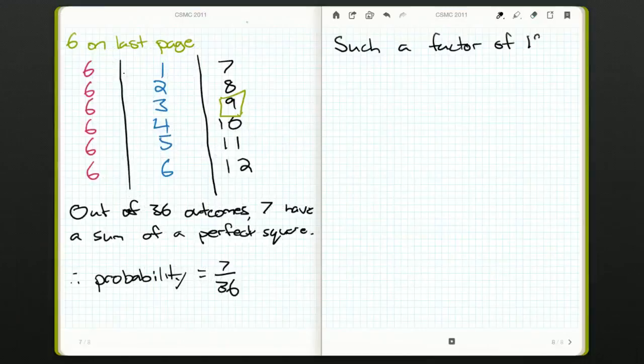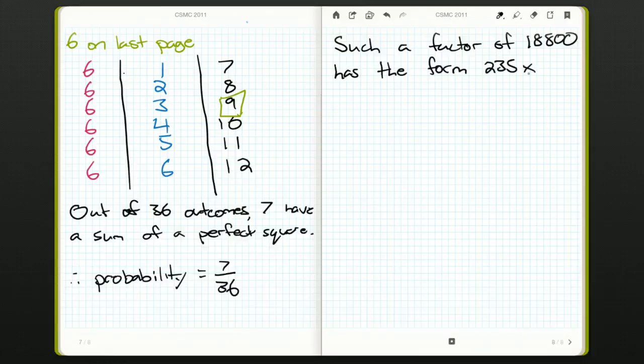So if it's divisible by 235, then instead we could write it as 235 times x, where x is a positive integer. Okay.